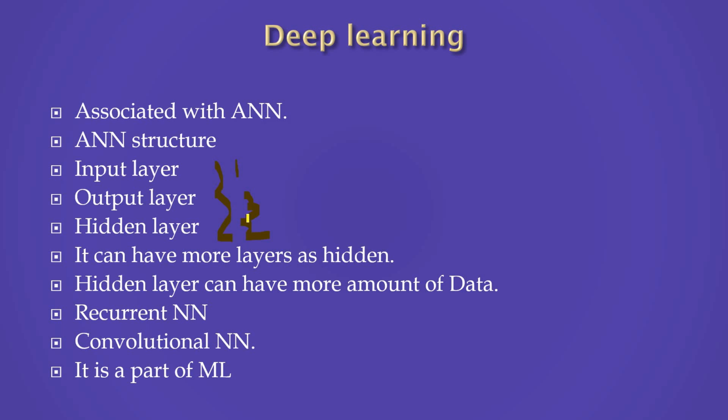Suppose it can have more layers as well. There is no question that it can have only some layers. It can have multiple layers as hidden layers. So that is a multi-layered artificial neural network. These hidden layers can hold more data. Very good examples of this kind of neural network are recurrent neural networks and convolutional neural networks, and it is often regarded as a part of machine learning.